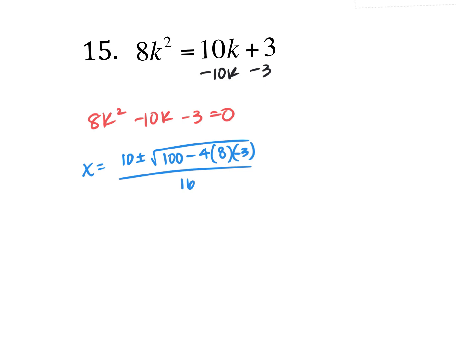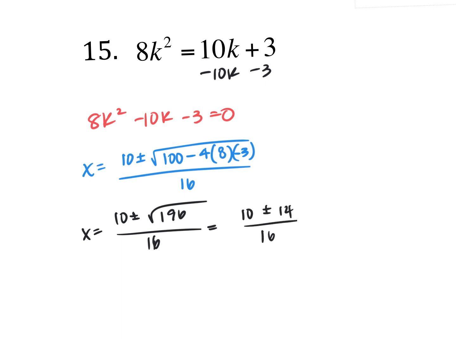I would never do that on my own because I don't like quadratic formula, but good for you. Are we allowed to use our calculator to get what 100 minus 4 times 8 times negative 3 is? Sure. Anyone get 196 for underneath the square root? 10 plus or minus square root of 196. So that's why we could have O2'd this or quadratic formula, because it comes out nicely. So this is the same as 10 plus or minus 14 over 16.